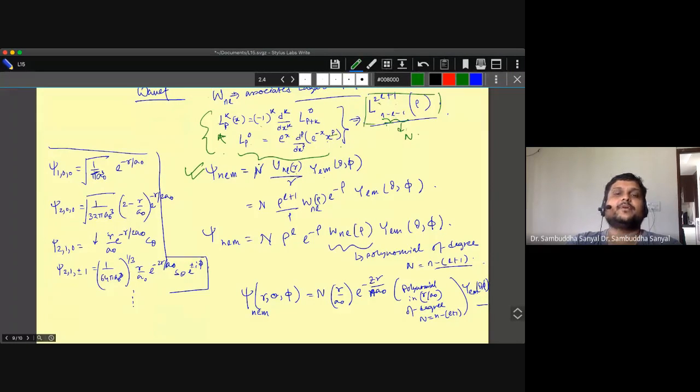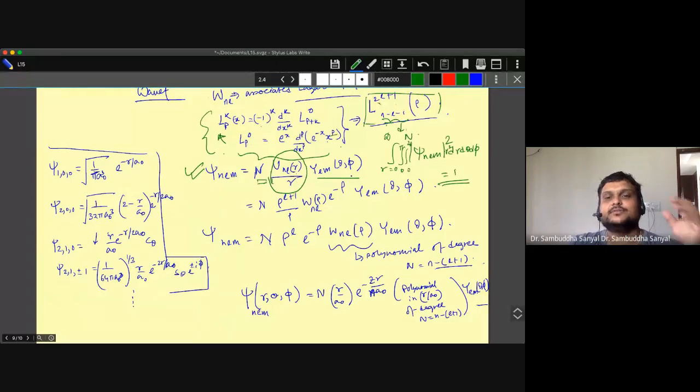So it will become some normalization constant, which you need to integrate to show that the integral of psi n l m squared, r squared dr d theta d phi, with r going from 0 to infinity and theta and phi going from 0 to pi and 0 to 2 pi, must be equal to 1. Satisfying this condition will give you the normalization constant, times this radial solution, which is of the form U n l by r, and the angular solution which we did earlier.